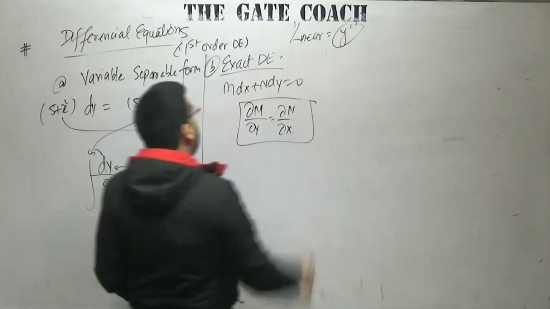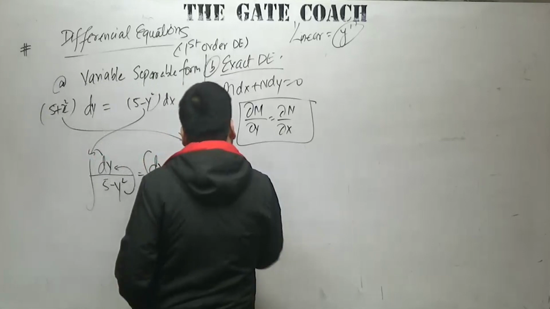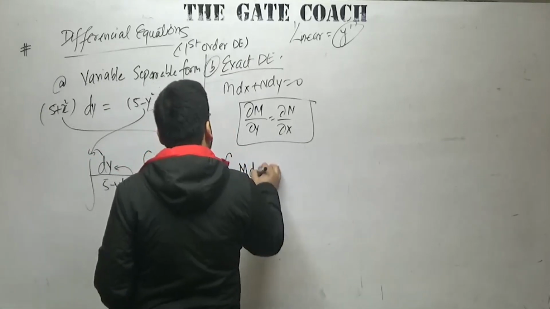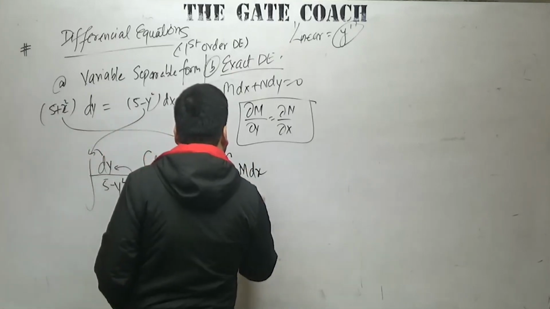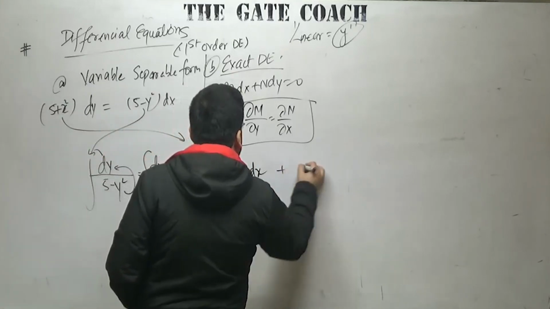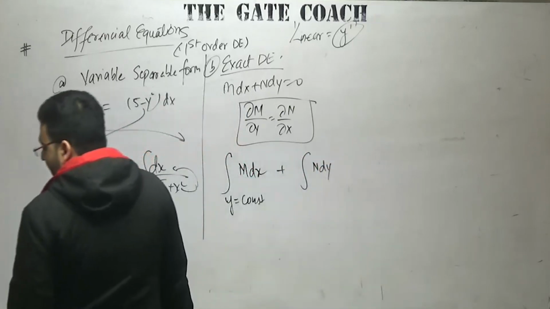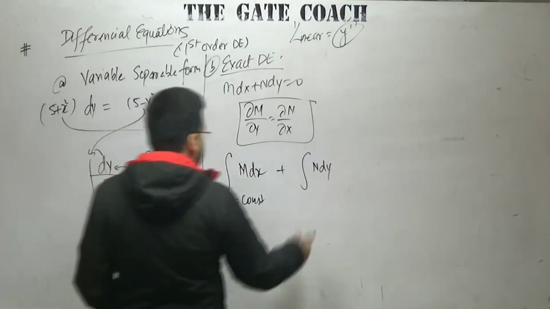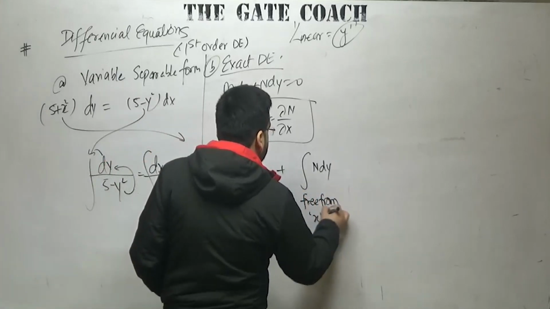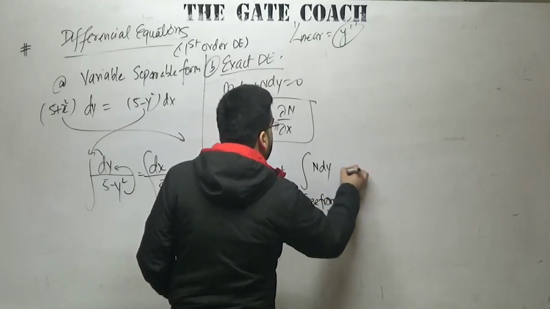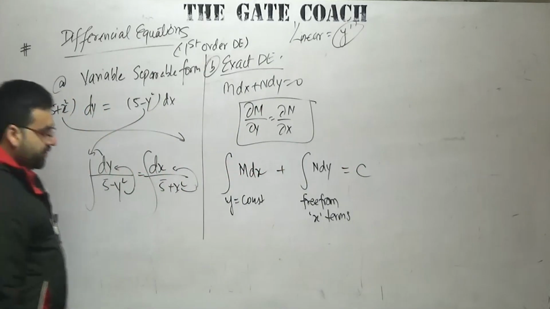This type of form is called an exact differential equation, and the solution of this differential equation is the integration of M dx, considering y to be constant, plus the integration of N dy, rejecting the terms containing x, free from x terms, is equal to some constant c. So this was the formula for the exact differential equation.